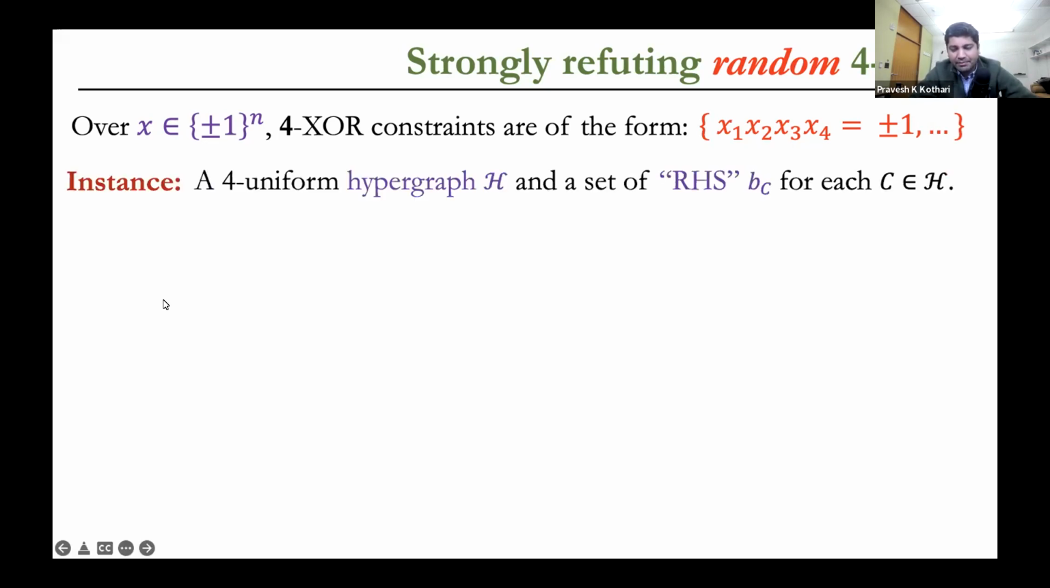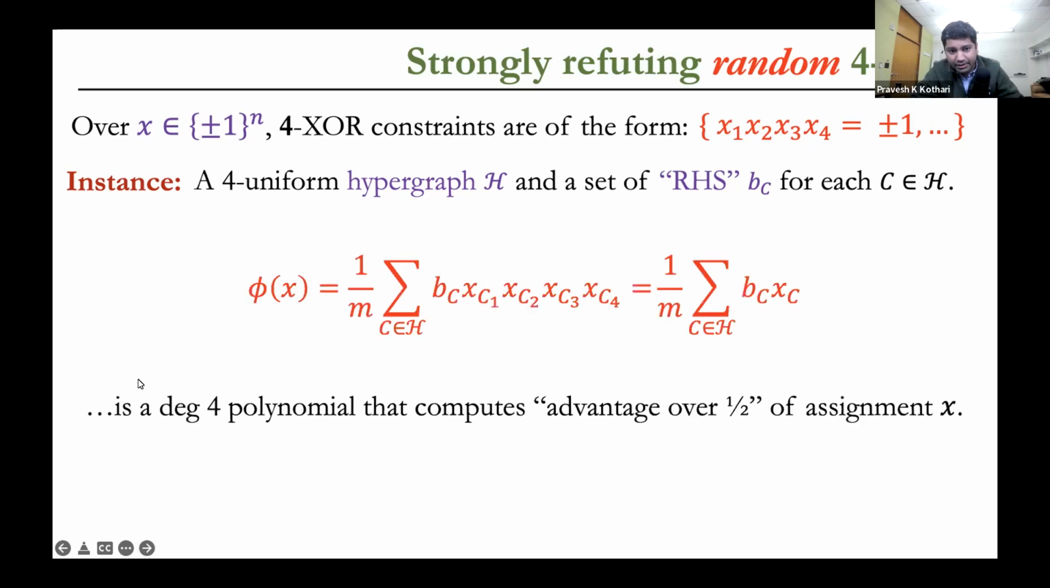Well, we'll think of an instance as described to us by a 4 uniform hypergraph, and the right-hand sides b_C. So the 4 tuples that appear are described by the hypergraph, and the right-hand sides by the b_C's. And given such a 4 XOR formula, I'm going to think of the following homogeneous degree 4 polynomial. Okay. So what's this polynomial? It basically has one monomial for every constraint in my XOR system. If you look at each term here, it looks like the product of the corresponding right-hand side with the monomial describing the 4 XOR constraint.